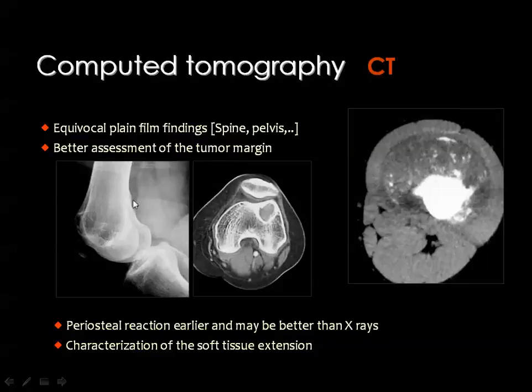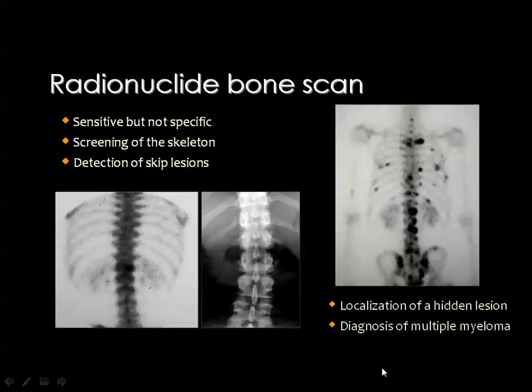And if you look at this example, you have a lesion in the distal part of the femur. It is clearly identified by the CT scan showing a well-defined sclerotic margin denoting its benign nature. Also, CT scan can show the periosteal reaction earlier than the X-rays, and it can characterize the extraosseous soft tissue component, whether it contains calcium or not, fat or not, and hemorrhage or not.